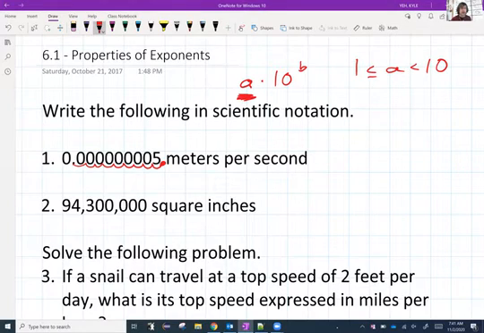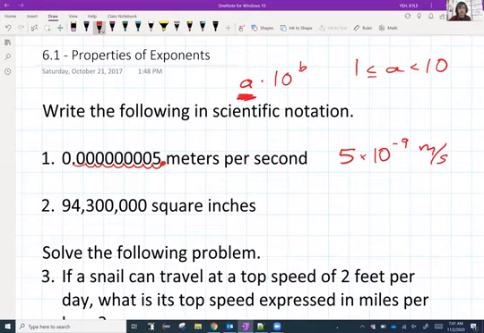So 9 spots, that means that I'm going to say that this number is 5 times 10, and then the only question is, should it be a positive 9 or a negative 9? For really, really small numbers, they're going to be negatives. If it's a really tiny decimal, it's going to be 5 times 10 to the negative 9th power, and then we can say meters per second.